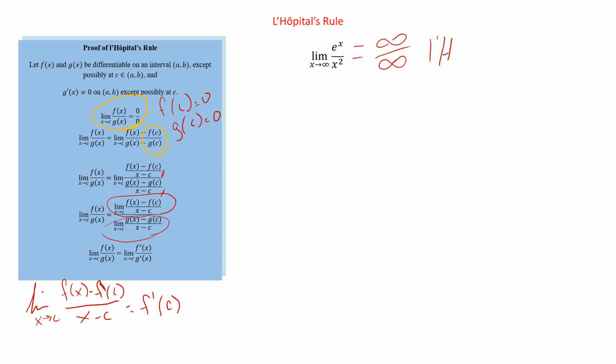We can use L'Hôpital's rule. So we're going to take the limit as x goes to infinity of the derivative of e to the x, which is e to the x, over the derivative of x squared, which is 2x. All right, then we can plug in infinity. e to the infinity is infinity, over 2 times infinity, which is infinity again.